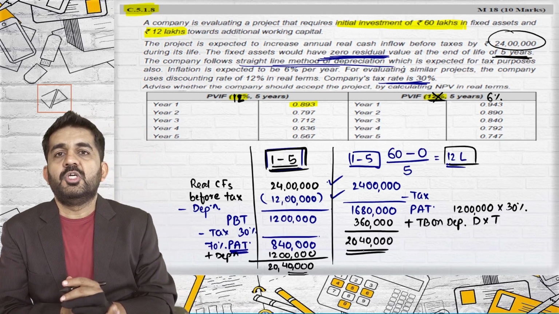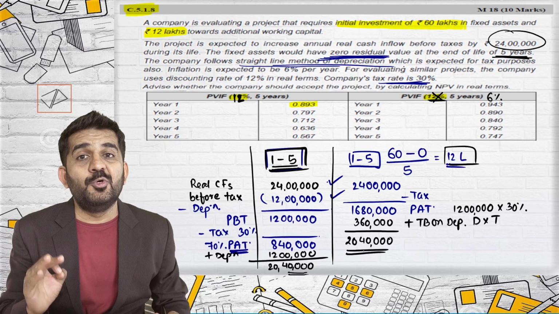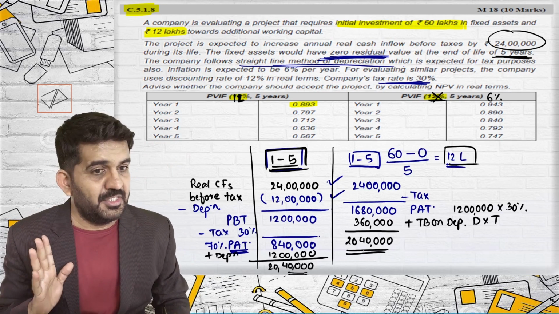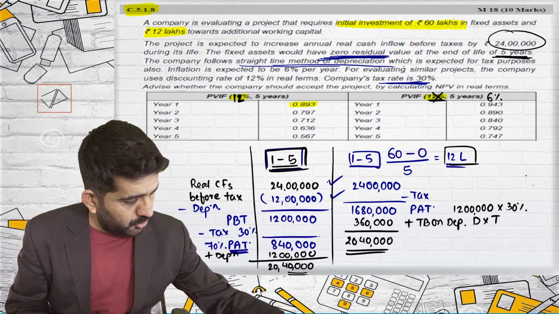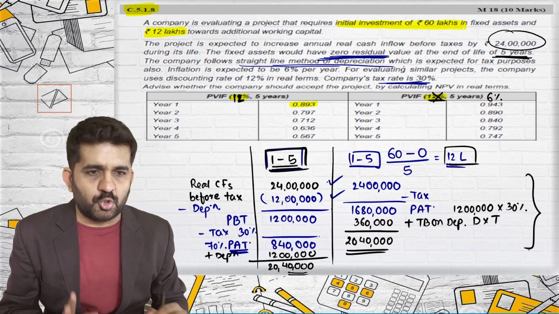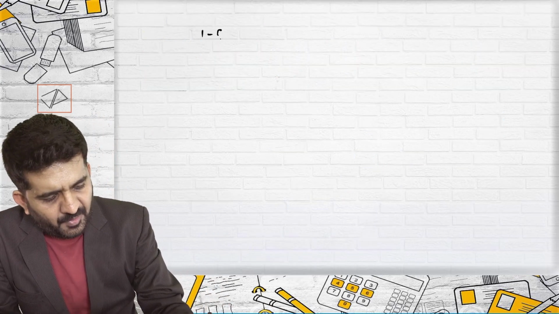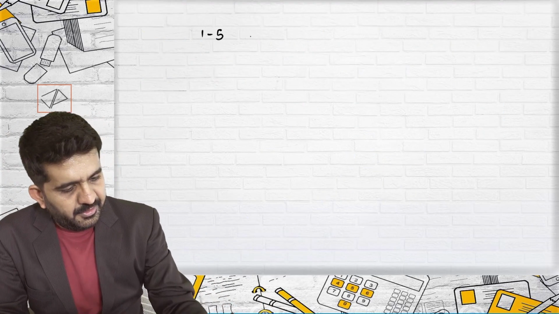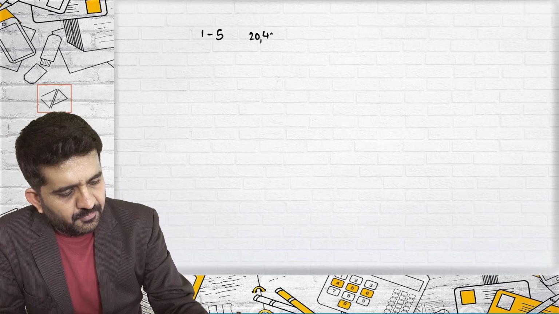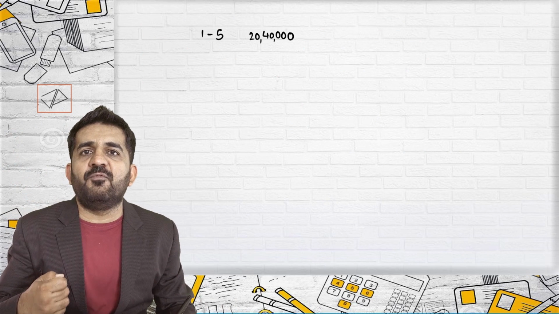Sir, which method should you follow? You can follow any method, but you should know both the methods. It is not so that you will not know this method and it will do. You will have to learn both the methods of how to solve this cash flow. So, what are the cash flows from 1 to 5 years? It is 20 lakh 40,000. Is there any scrap value at the end of 5 years?